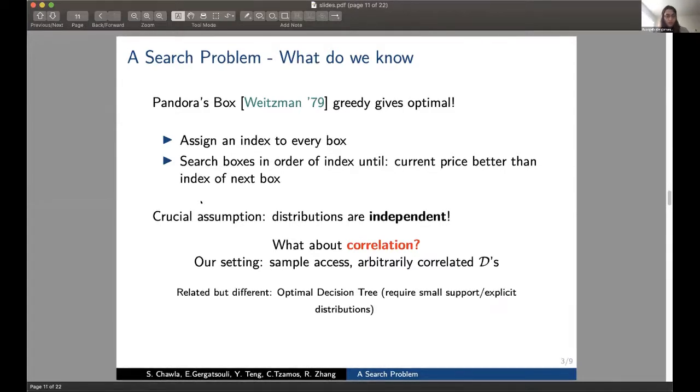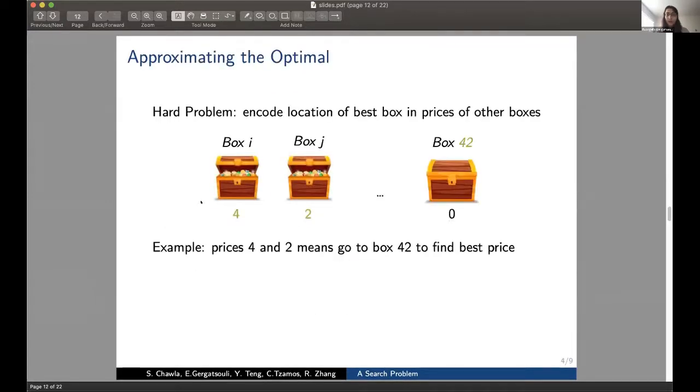So it's worth noting here that the related problem is optimal decision tree, but usually they require either small support or explicit distributions, so it doesn't really fit in our setting. So let's try to solve it. Let's see what we can do to approximate the optimal, or find the optimal.